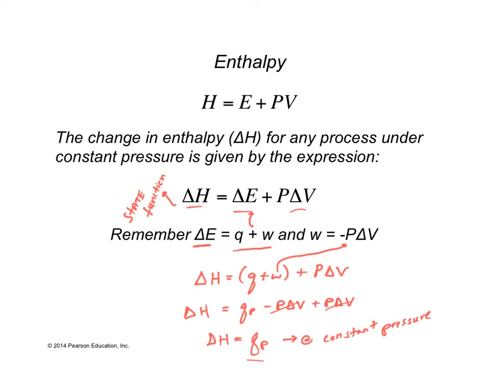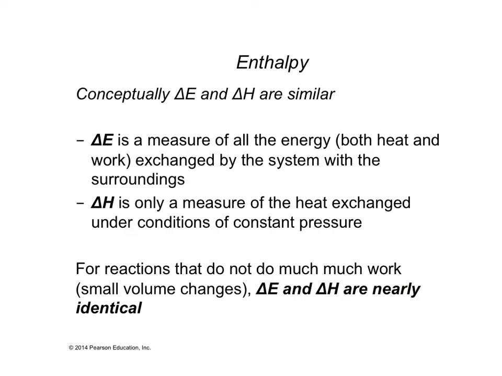All right, so conceptually, enthalpy and internal energy are very similar, right? Enthalpy is just the heat of a reaction. Enthalpy is just Q at constant pressure. What is delta E again? How do we calculate that? Delta E was heat as well as what? Work, right? And I've already told you that for the majority of chemical reactions, they do very little work. So for most reactions, delta E and delta H are going to be nearly identical. To illustrate that, I'm going to do an example.